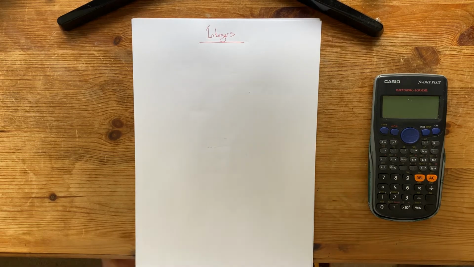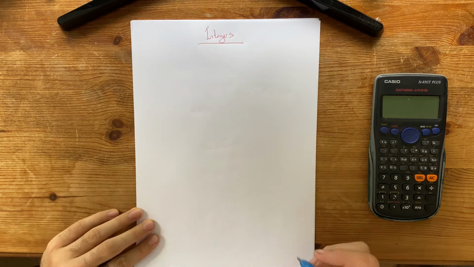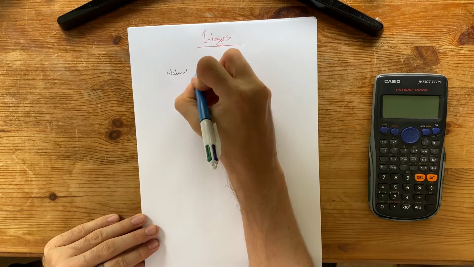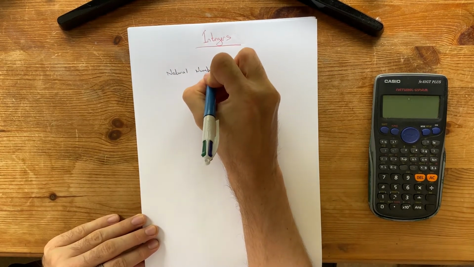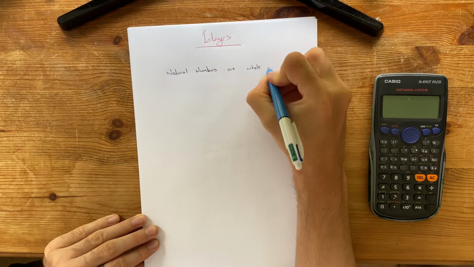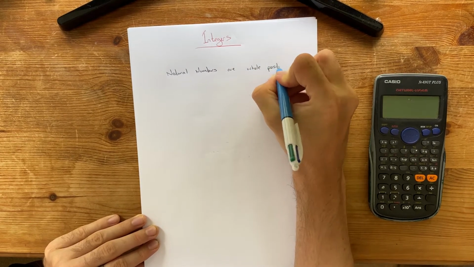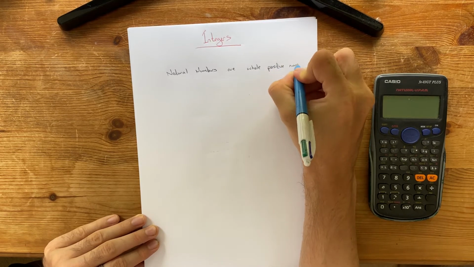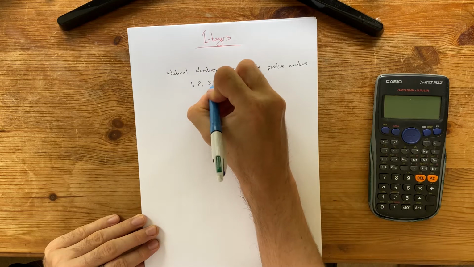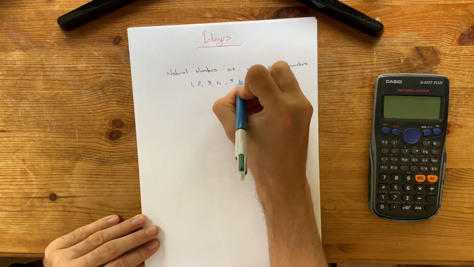In this video, we're going to be looking at integers. So what is an integer? Before, we've had natural numbers, and we know that natural numbers are whole positive numbers. So that's 1, 2, 3, 4, 5, 6, and so on.